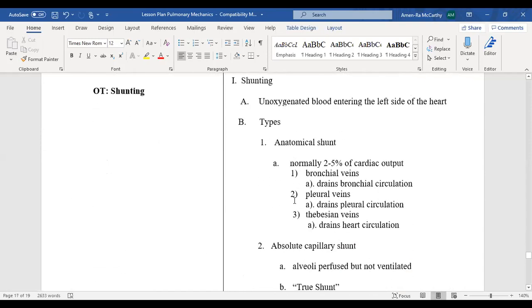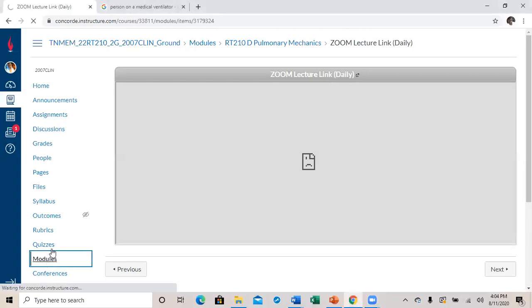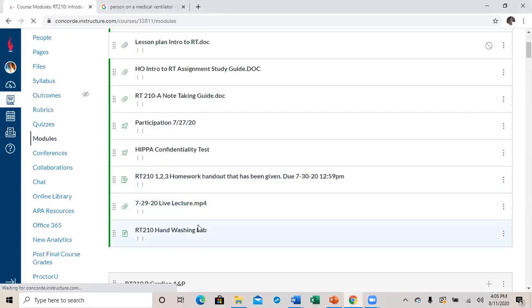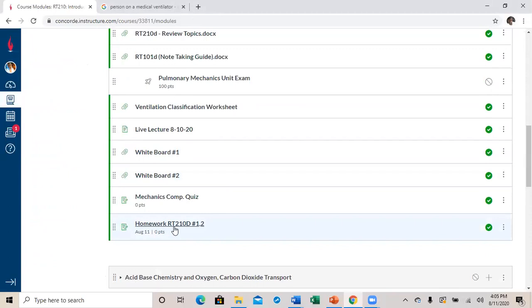All right, you have homework tonight. I'm going to share my screen to show everybody what I'm talking about, so there are no questions. All right, in the module, I think I even made an announcement. Pulmonary mechanics, right here. Homework RT210 D, number 1 and number 2. Those are due by midnight tonight for attendance and for grading, because I'm going to grade it. Make sure I can see it.